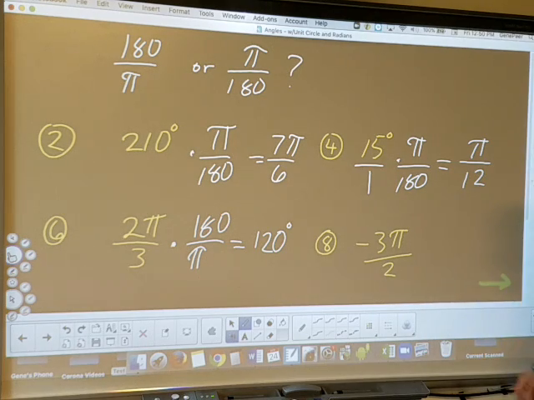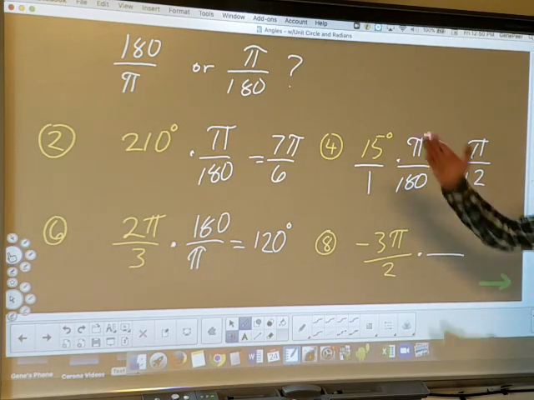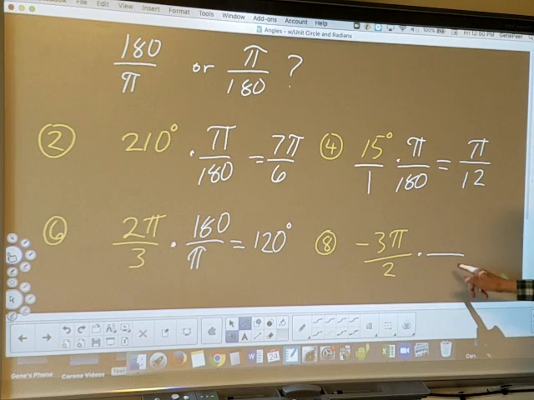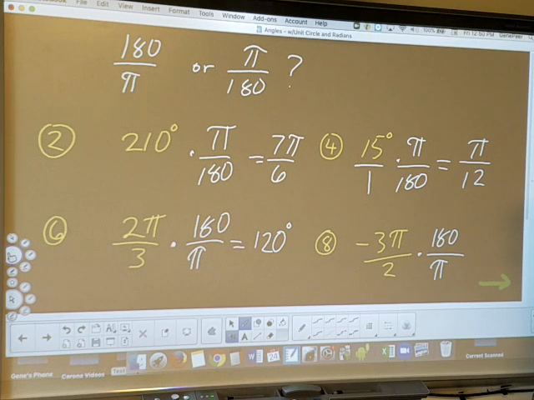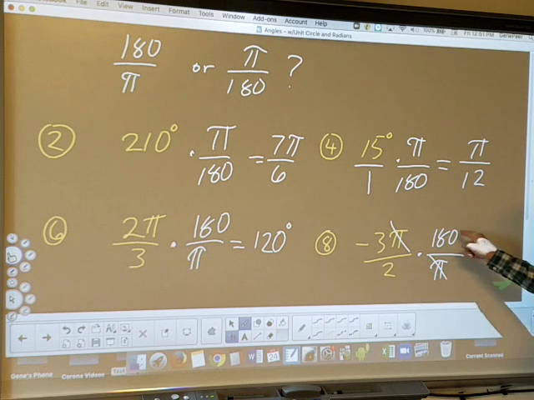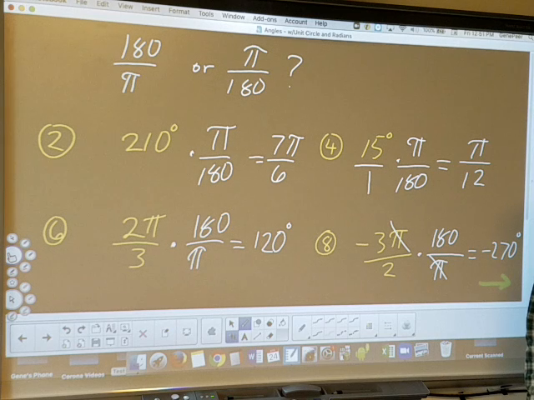Negative 3 pi over 2, same thing again. We want to multiply by the choice that's going to make the pi cancel out. We want to have a pi in the denominator. Therefore, we'll multiply by 180 over pi. Again, the pi's cancel. 180 divided by 2 being 90. 90 times negative 3 will be negative 270 degrees. We're done.